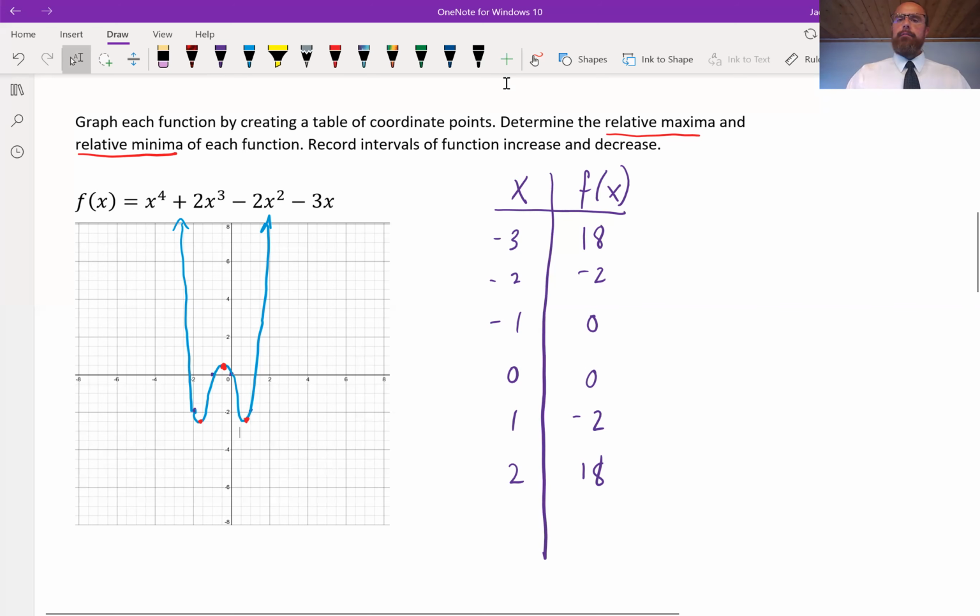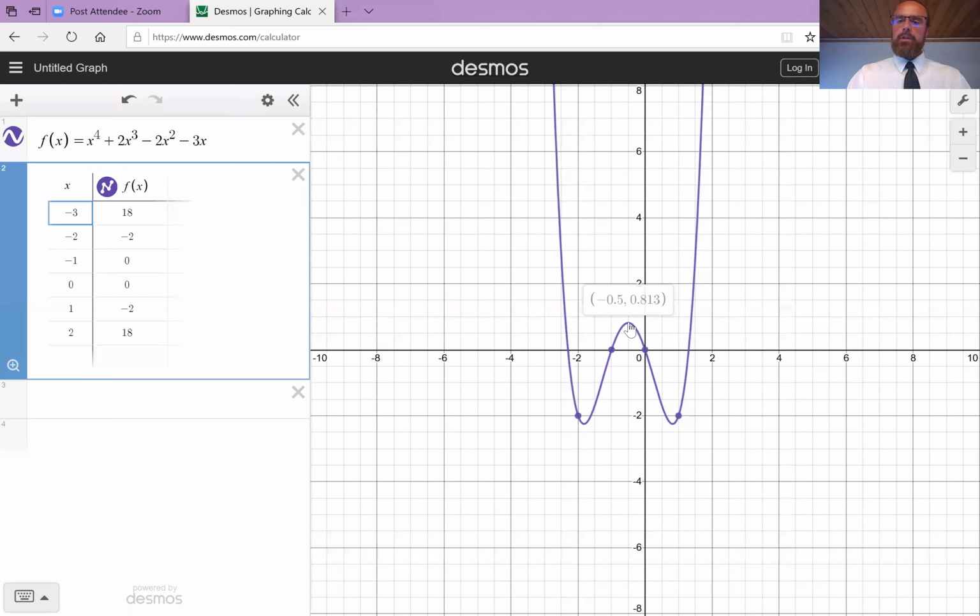So just like we did on that first example, I'm going to go back to Desmos to find those points from the graph. So remember, to find it, you're just going to click on that high point. So definitely we're at -0.5, and that's the value 0.813. Then I'm going to find this lower point, -1.823 and -2.25. And on the other side, it's real symmetrical. It's 0.823 and -2.25. So those are the same low points in terms of the y.